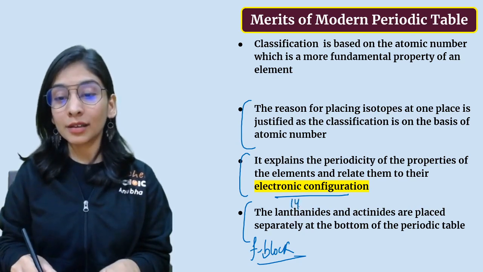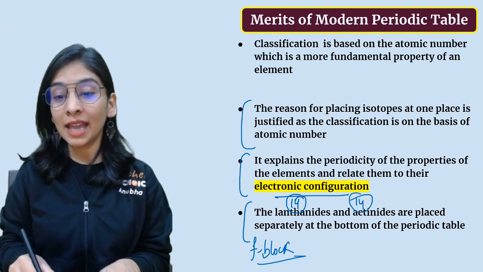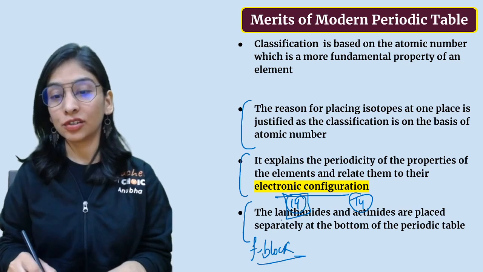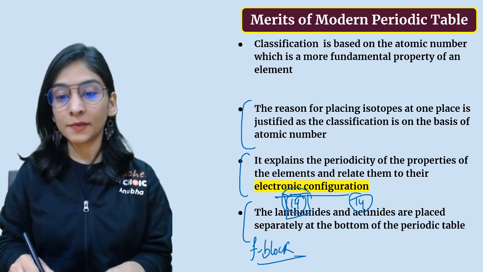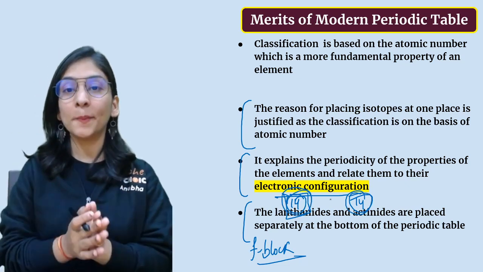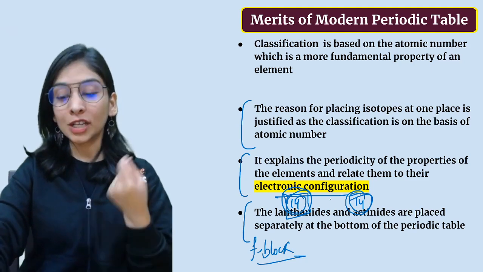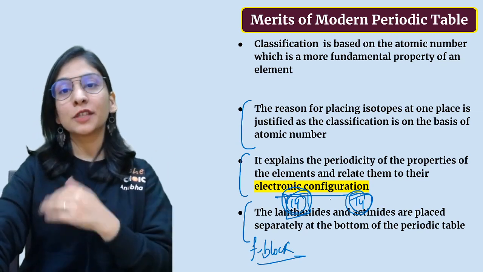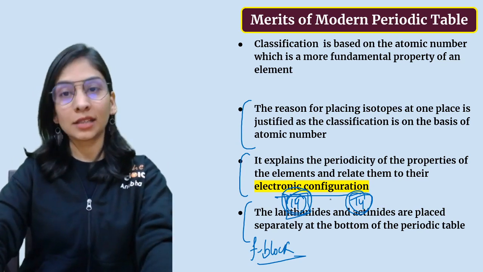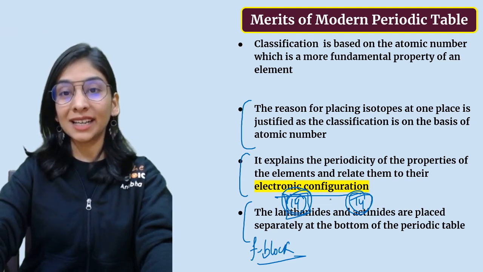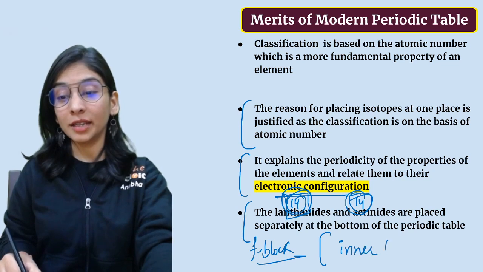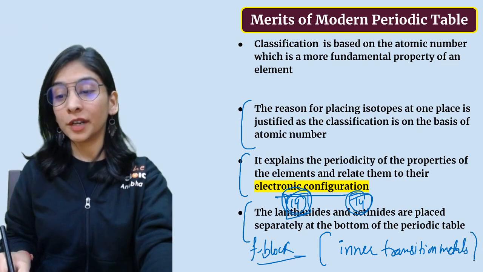Every series has 14 elements, the f block, because f has the capacity to hold 14 electrons. So lanthanoid 14, actinoid 14 members. We call it lanthanoid because the first element is lanthanum; for actinoid, the first element is actinium, and all the members follow the properties of lanthanum and actinium. They are separated because they are also called inner transition elements. The inner side of the transition elements follows different properties, so they got a different position.